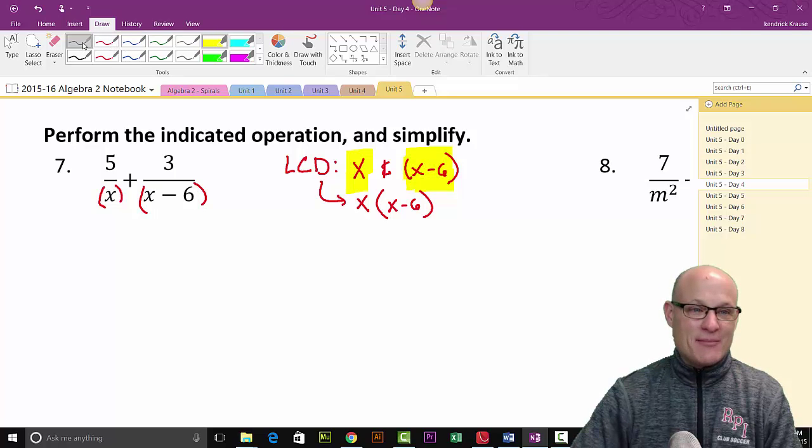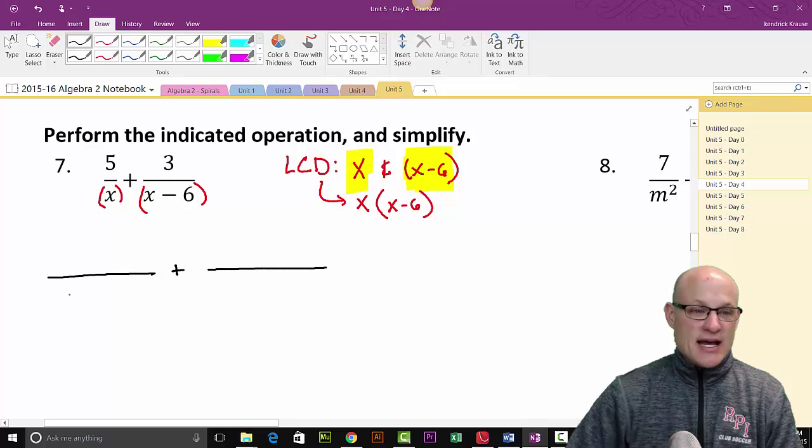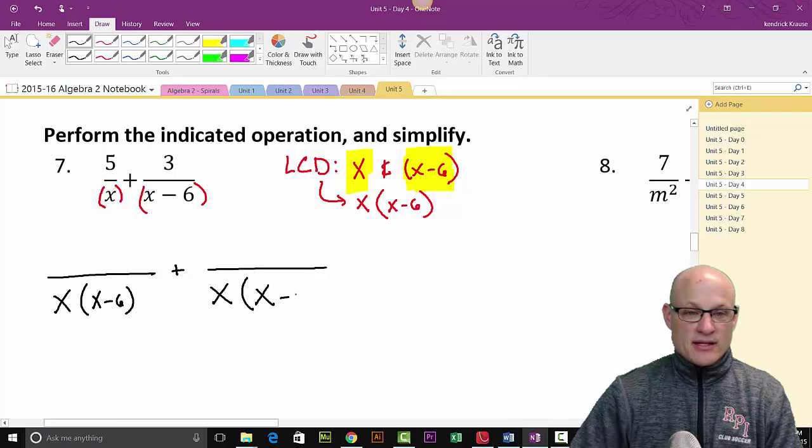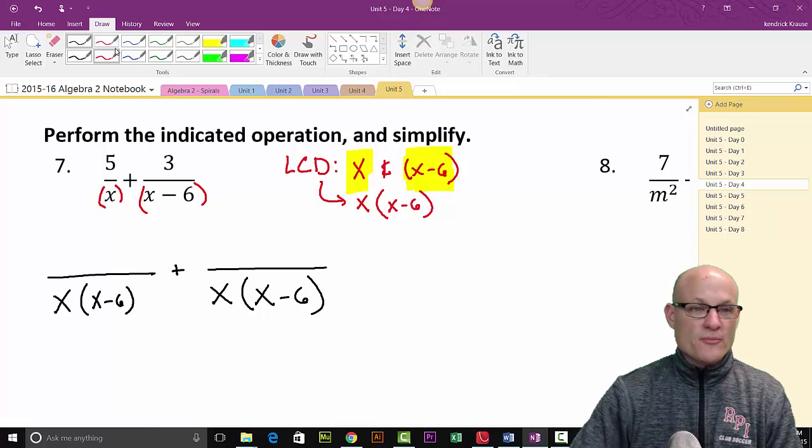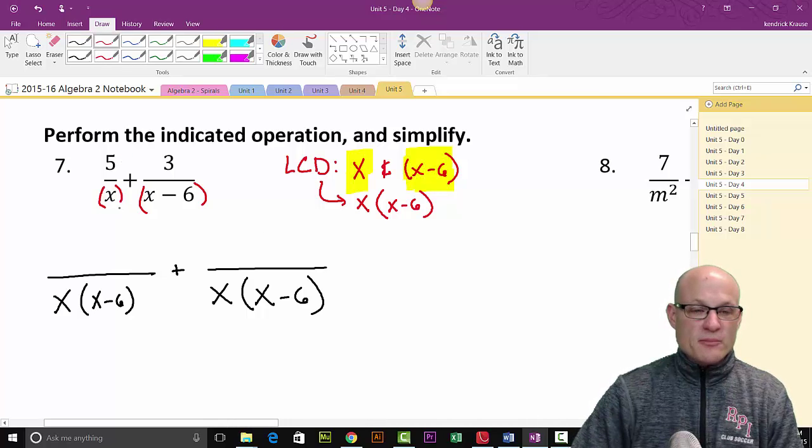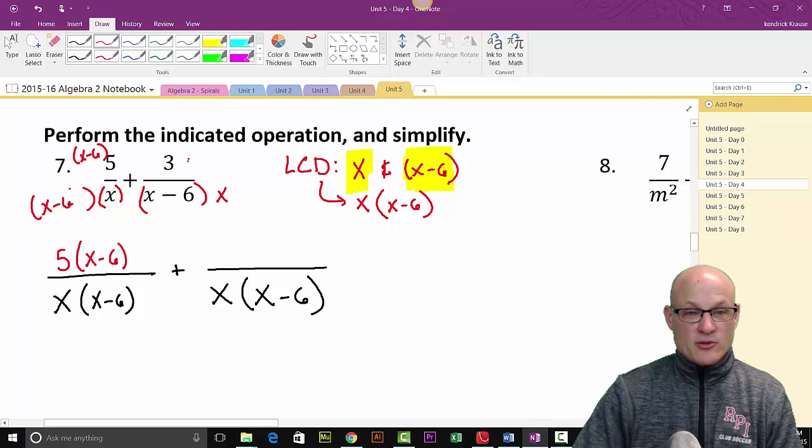So my common denominator in this case is x times x minus 6. So what's this one missing? This one's missing an x minus 6. So I'm going to multiply this numerator by x minus 6. And I get 5. I'll show you this easy step. 5 times x minus 6. And this one's missing an x, so I have to multiply this one by x, and I get 3x. Excuse me.